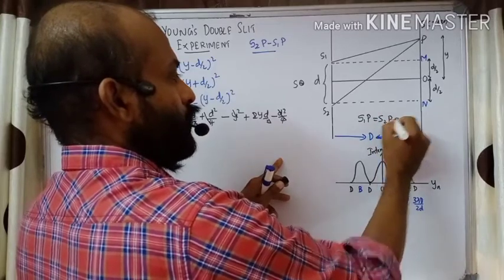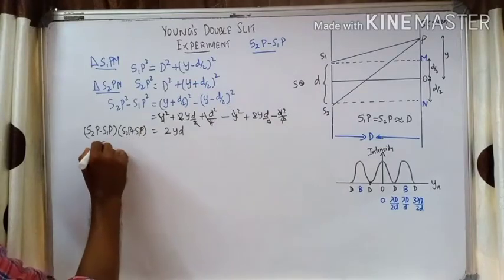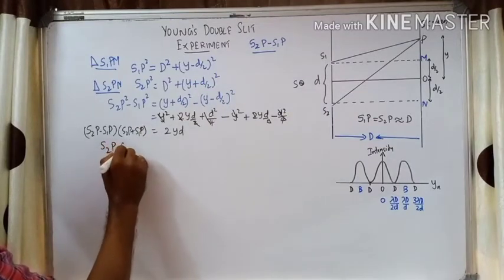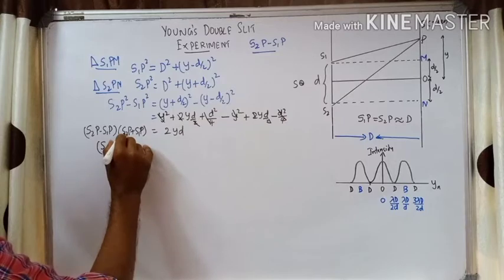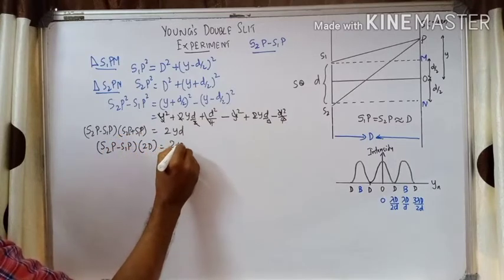Both are nearly equal to what? Capital D. We have the assumption here. Substituting here, what is S2P minus S1P? This is D, this also D. So I can write 2D is equal to yd.